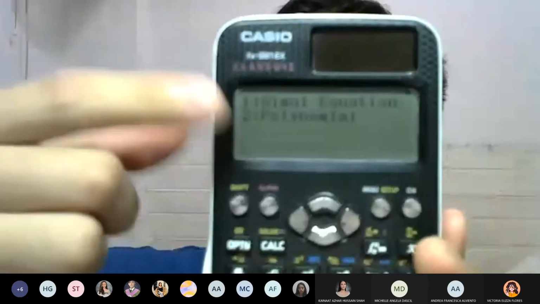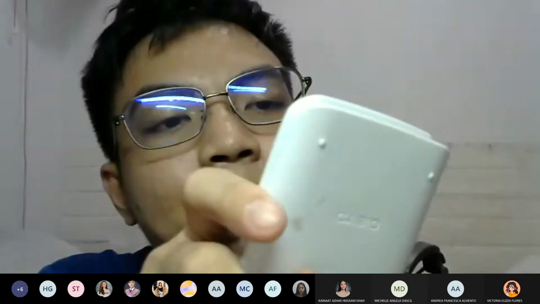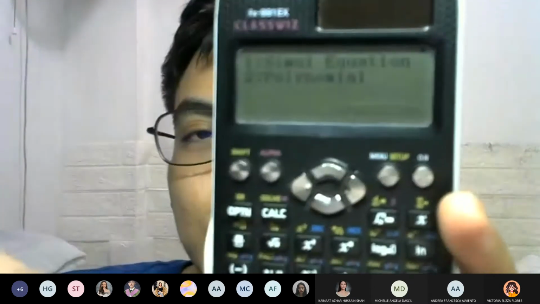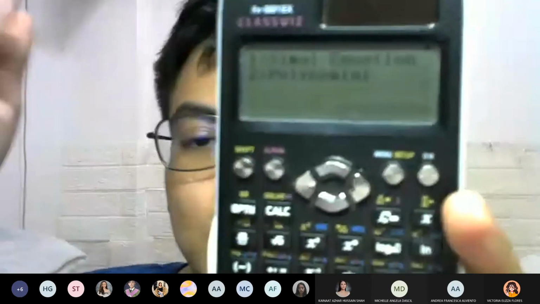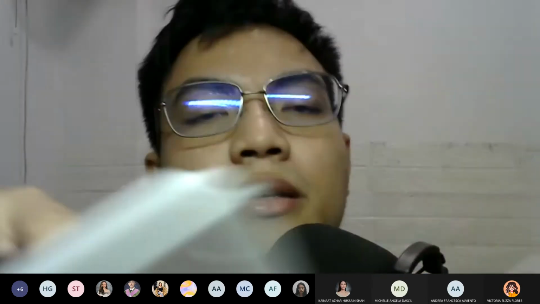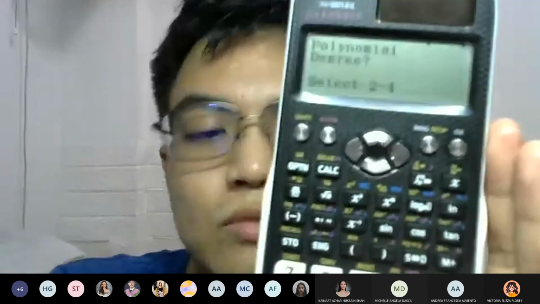And then, ano yung tanong dyan? Ito. You have two options. Either you do simultaneous equation or you solve for the polynomial. So, this is a polynomial. So, we choose polynomial, number 2. Tapos may question ulit dito. Polynomial degree. May degree ba? Syempre may degree, hindi yan fake, no? So, anong degree natin dito? X square. So, the degree is 2. Okay? So, you press 2.